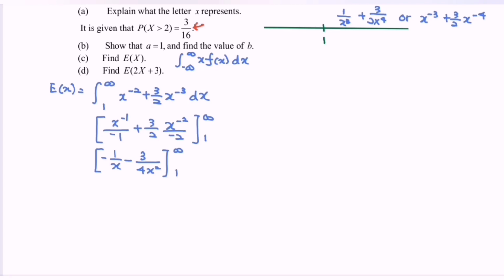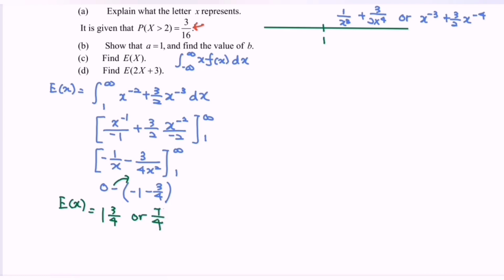If we substitute infinity, again we have 0 minus bracket. If we substitute 1, we have negative 1 minus 3 over 4. So if we calculate the situation, we have E(X). Do remember, we have positive 1 and 3 over 4, or 7 over 4. So that will be E(X).